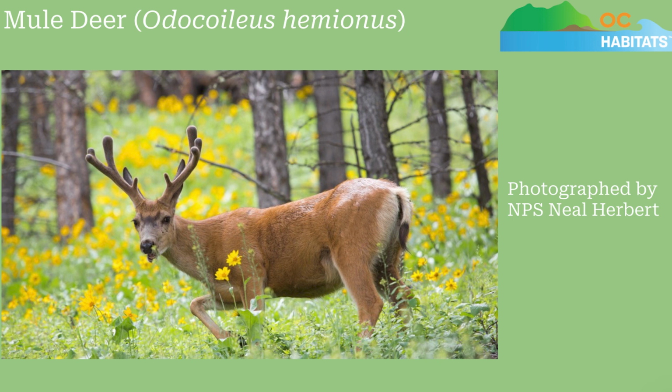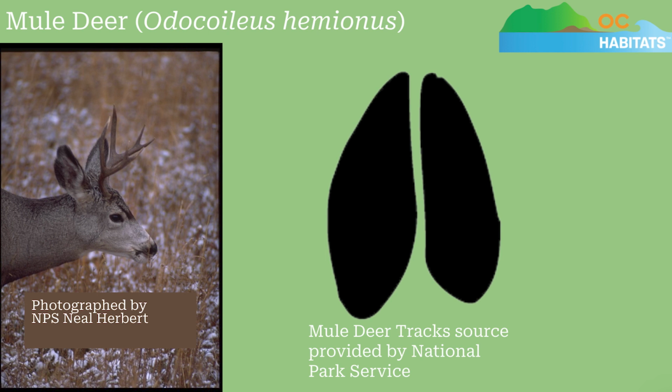Mule deer have a heightened sense of smell. They can differentiate up to 6 different smells at the same time. Their heightened sense of smell helps deer to locate food and smell approaching animals, like predators.